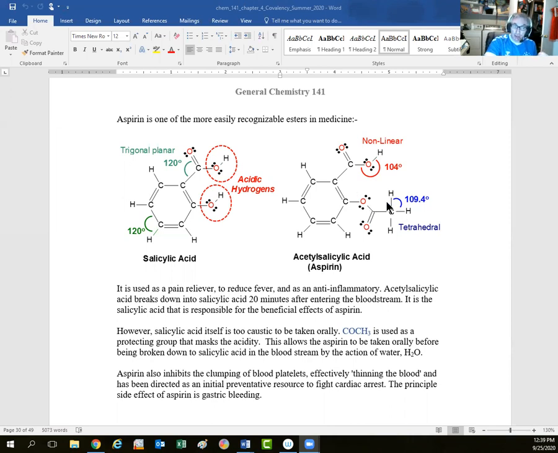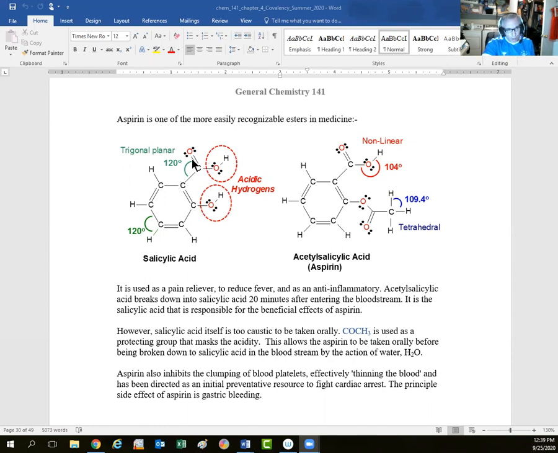If you didn't have that protecting group, the salicylic acid would be too caustic and it would burn up in your throat, probably make it very difficult to breathe. So we mask that acidity, but then in the bloodstream, of course, there's lots of water in the bloodstream, and so that protective group is removed by water in hydrolysis reactions to give the salicylic acid, the active form, once it's in your bloodstream. You can see the two molecules are made up with a whole contortion of atoms together.